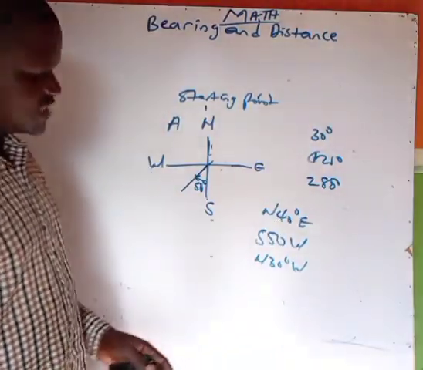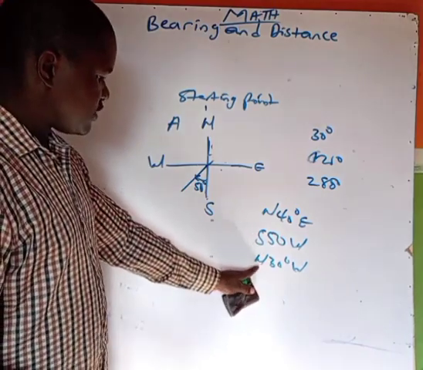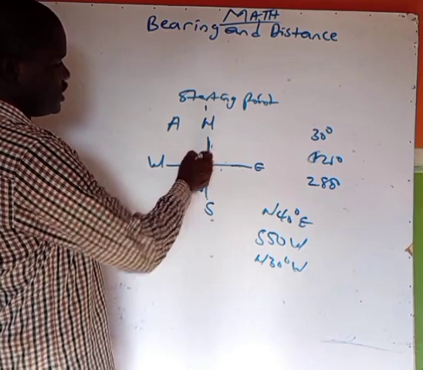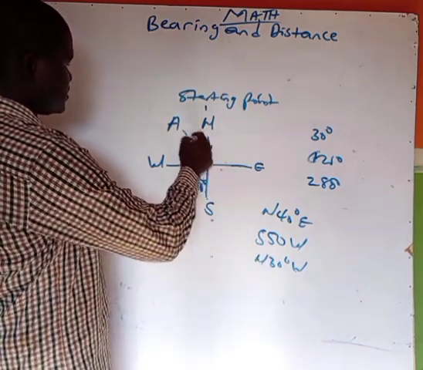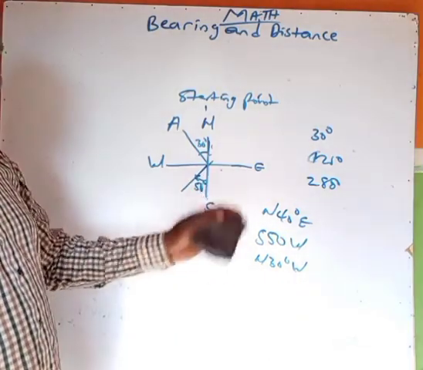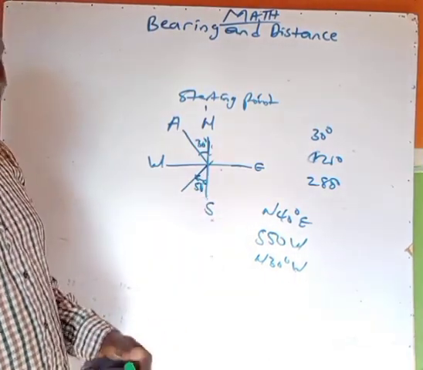Or they tell you that it moved from northwest. If it is northwest, it will move like this. So here is 30 degrees northwest. You have it like this, 30 degrees northwest, as the case may be. So that's the second way they can give you bearing.